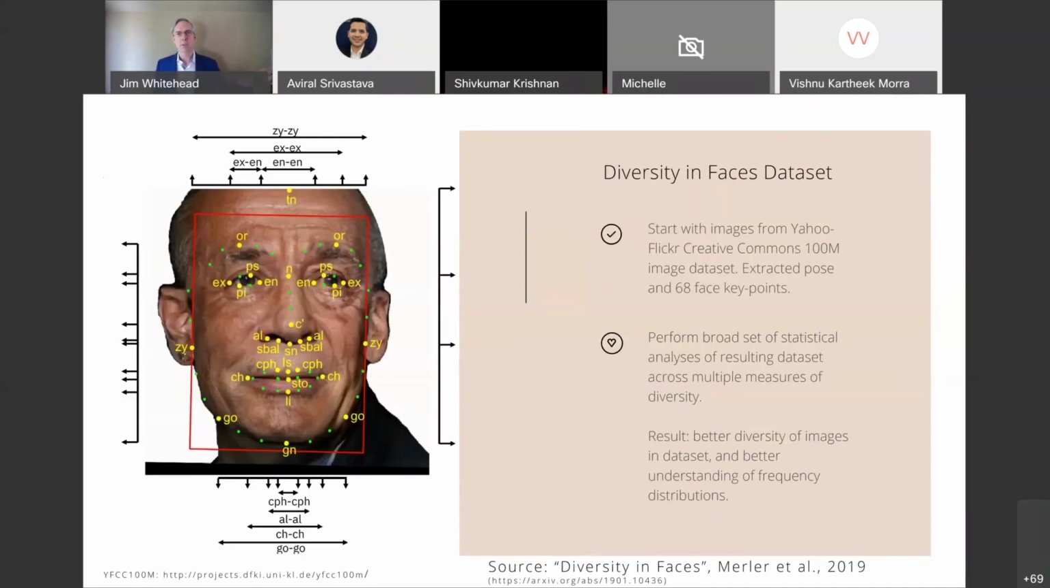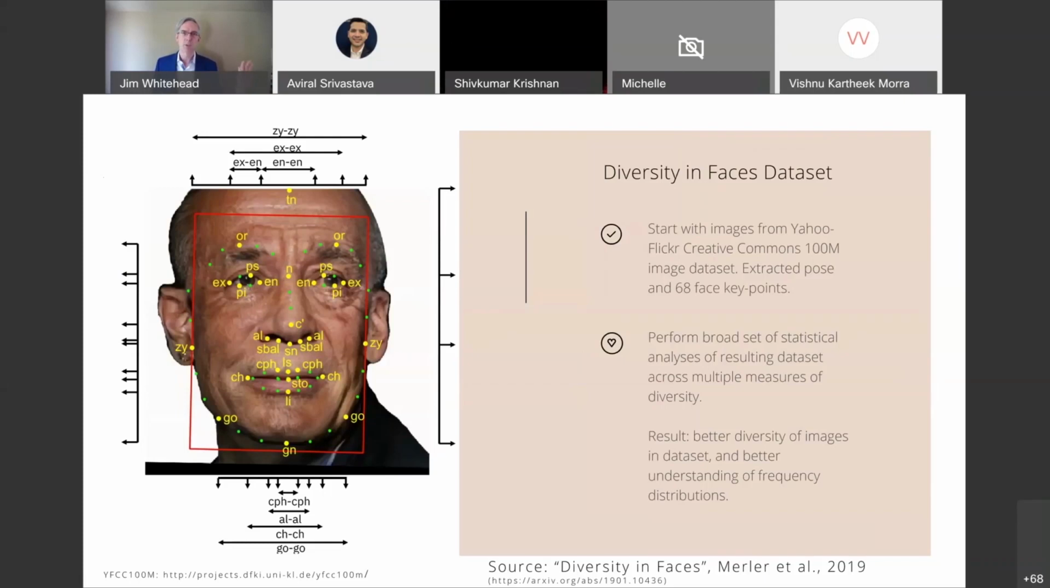It's a combination of having good techniques for bringing that data in the first place, and then you have to go through and study your data set before you do any training with it whatsoever. Understand your data set and understand the kinds of frequency distributions and the biases that are in there. So this Diversity in Faces project did just that.